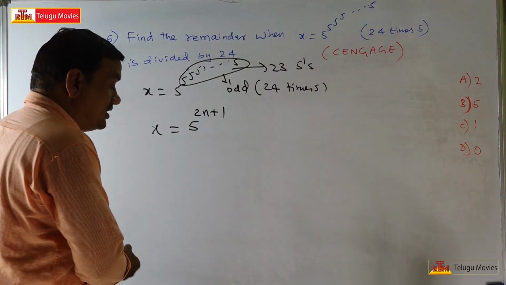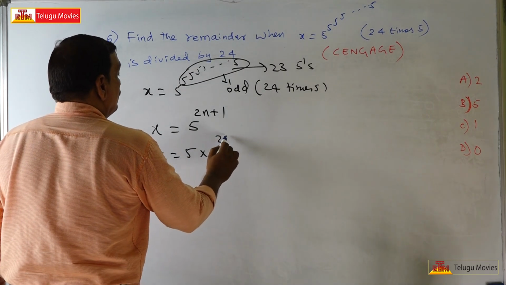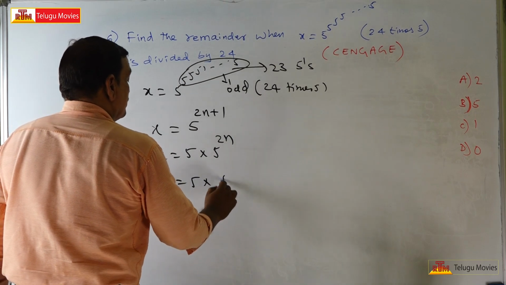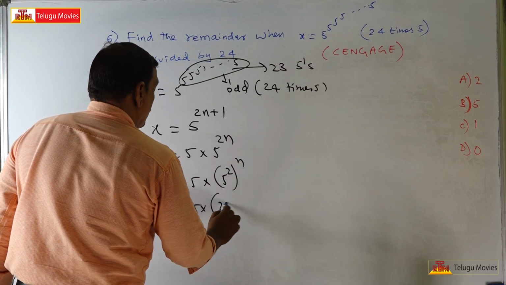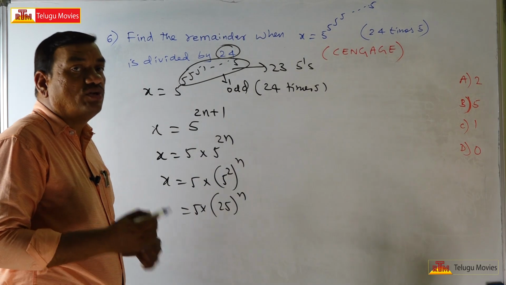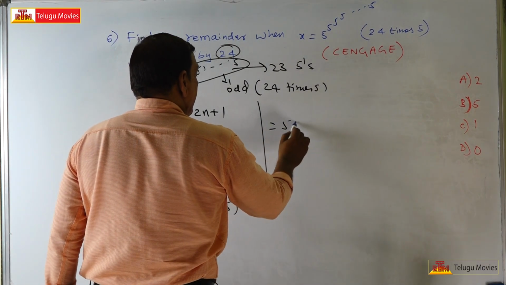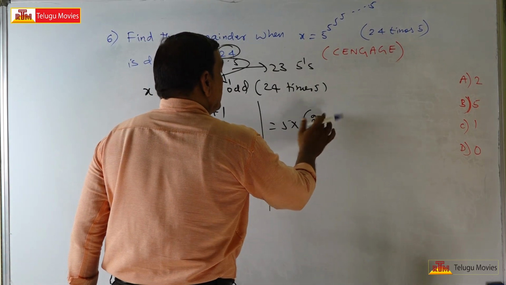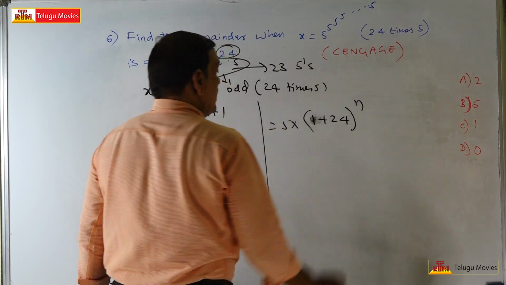Now this can be written as x is equal to 5 into 5 to the power of 2n. Again this can be written as 5 into (5 square) whole power n, which is 5 into 25 whole power n. I already told you about multiples of 24. So here 25 is there. So can I write it as 5 into (1 plus 24) whole power n?